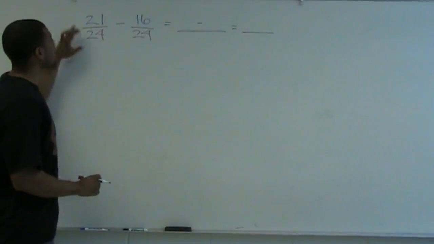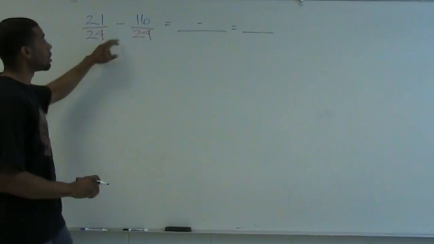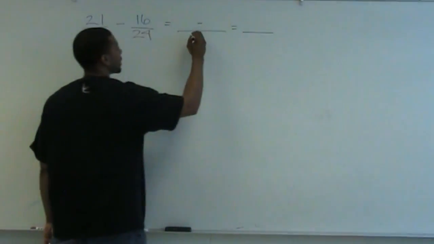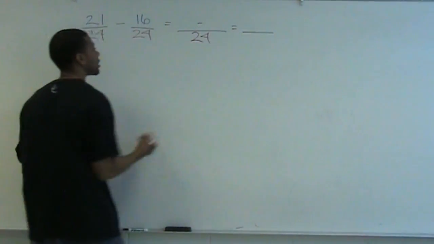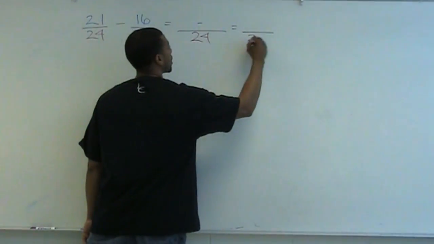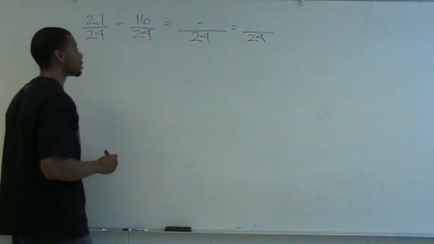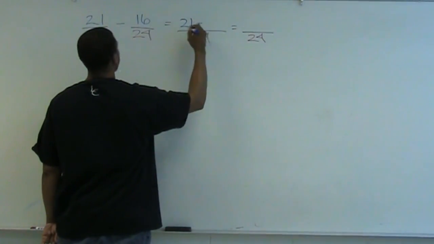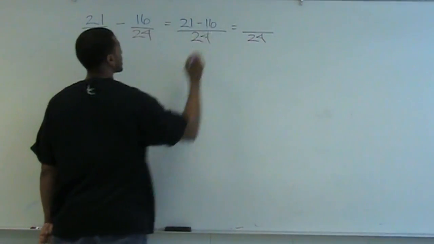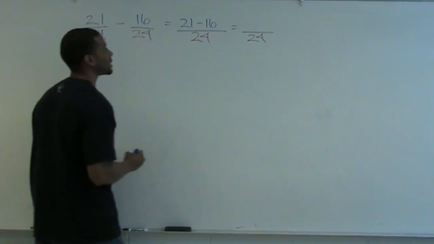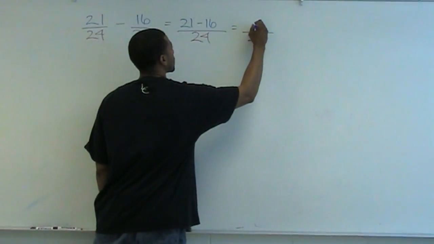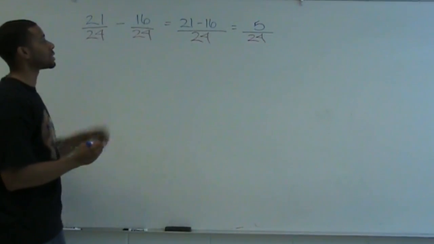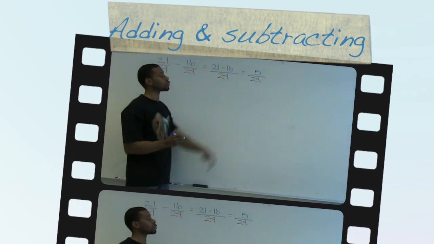All right, so now we have 21/24 minus 16/24. First thing I'm going to do is bring my denominator over because we are not subtracting our denominator. So our end denominator is 24. But now I'm going to take 21 and subtract from it 16. 21 minus 16 is 5. So the answer to 21/24 minus 16/24 is 5/24.